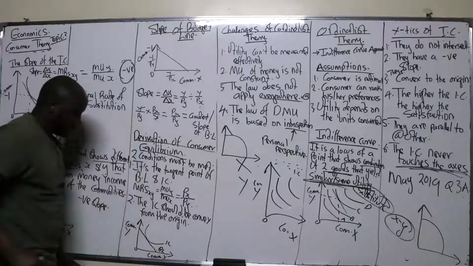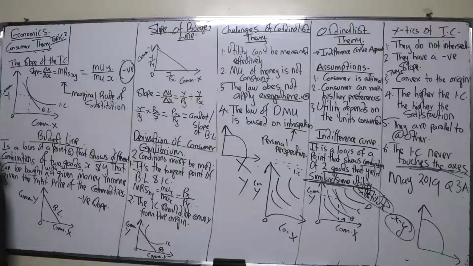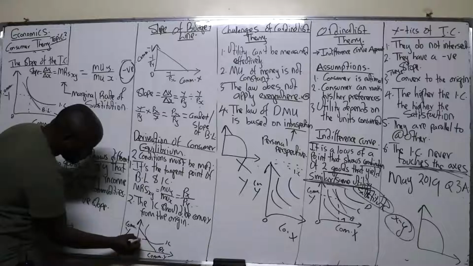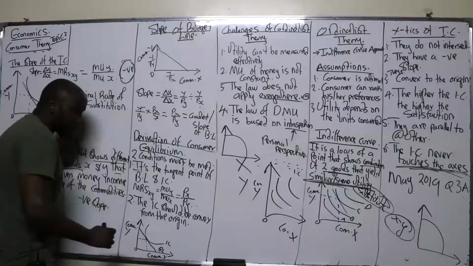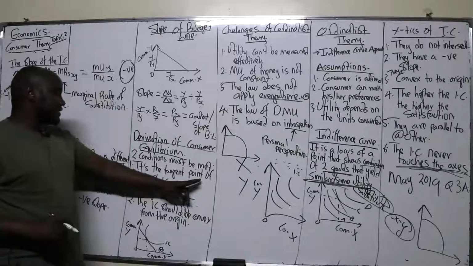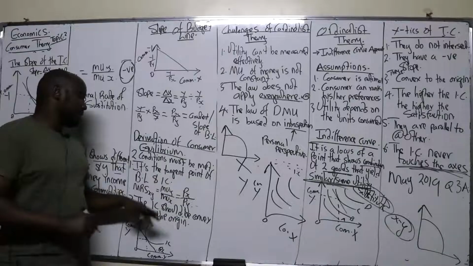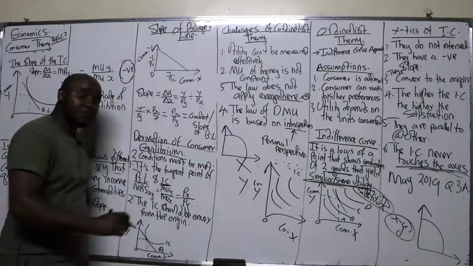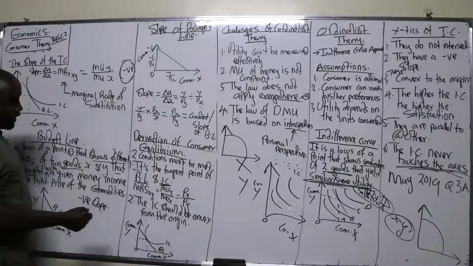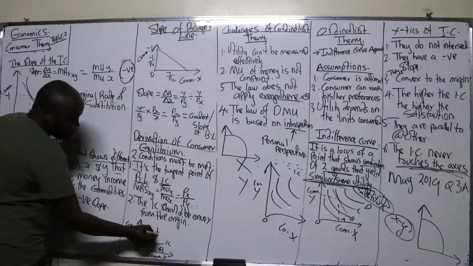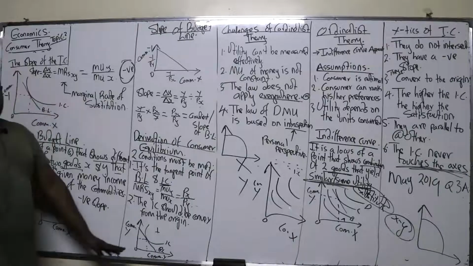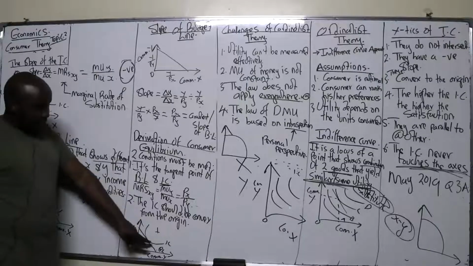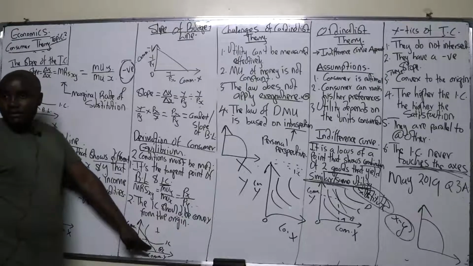Meaning that the consumer will only consume at this point, at a point whereby there is a tangent between the budget line and the indifference curve. Look, the consumer cannot consume at this point. Why? Because this is unattainable to his budget.